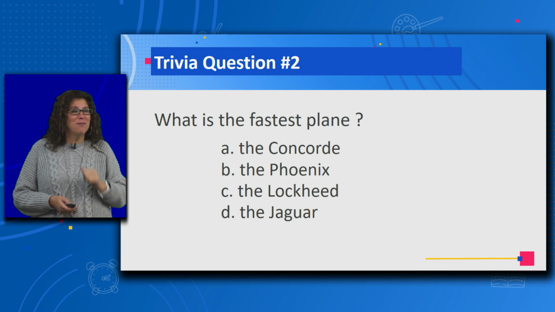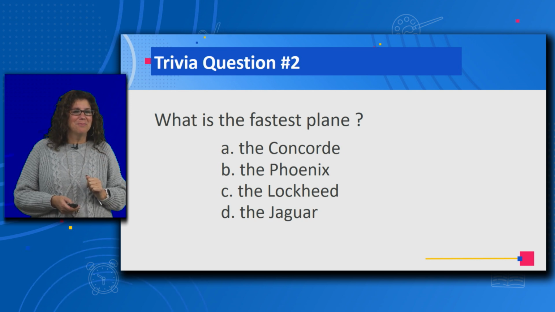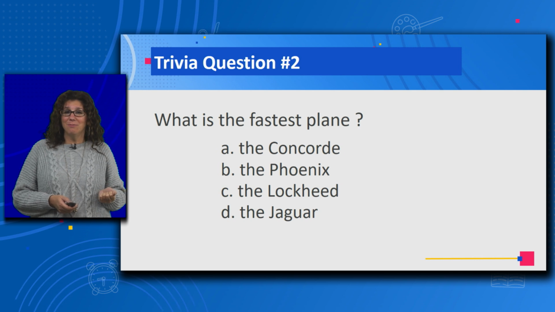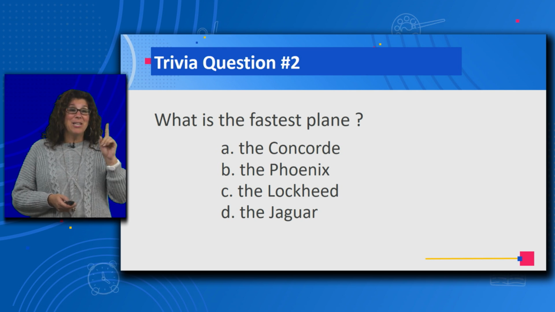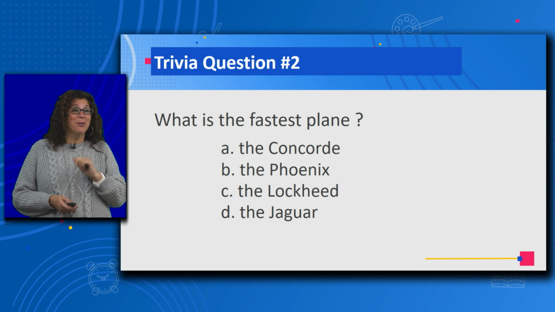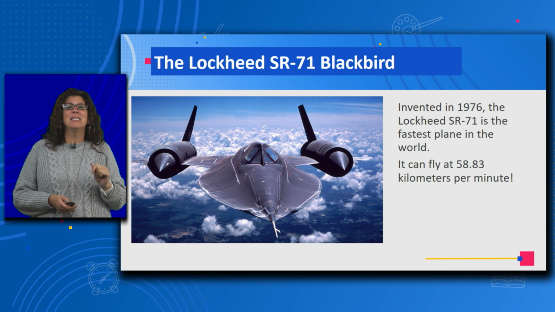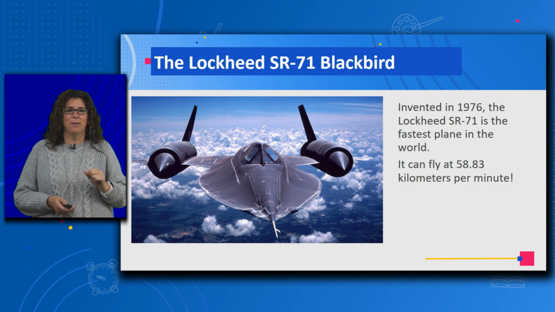Do you know what the fastest plane is? Is it the Concorde, the Phoenix, the Lockheed, or the Jaguar? We all know that a Jaguar is an animal, so that can't be the answer. And I know you're going to be surprised, but the Concorde isn't the answer. It's actually the Lockheed SR-71 Blackbird.